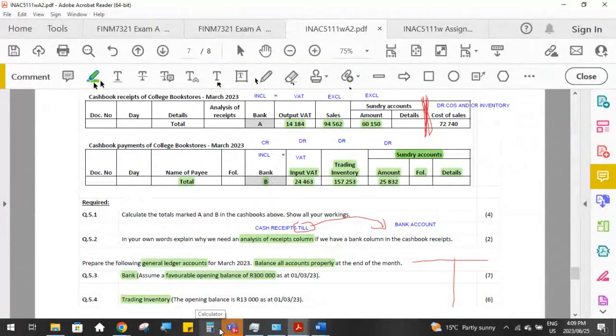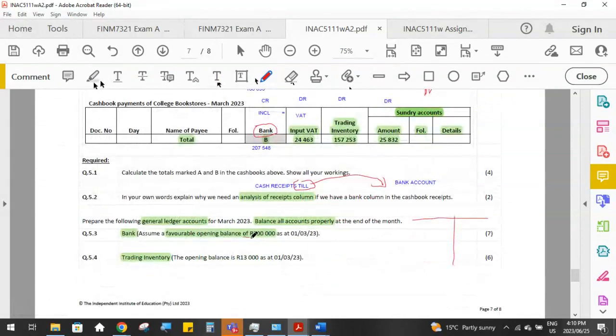So let me just write in, where's the answer here, what you should have got. So your total for column A, this amount here, should have been 168,896. And your total here for your cash book payments under bank should have been 207,448. So we're going to post those two amounts to our bank general ledger account, which has got an opening balance of 300,000 that is favorable.